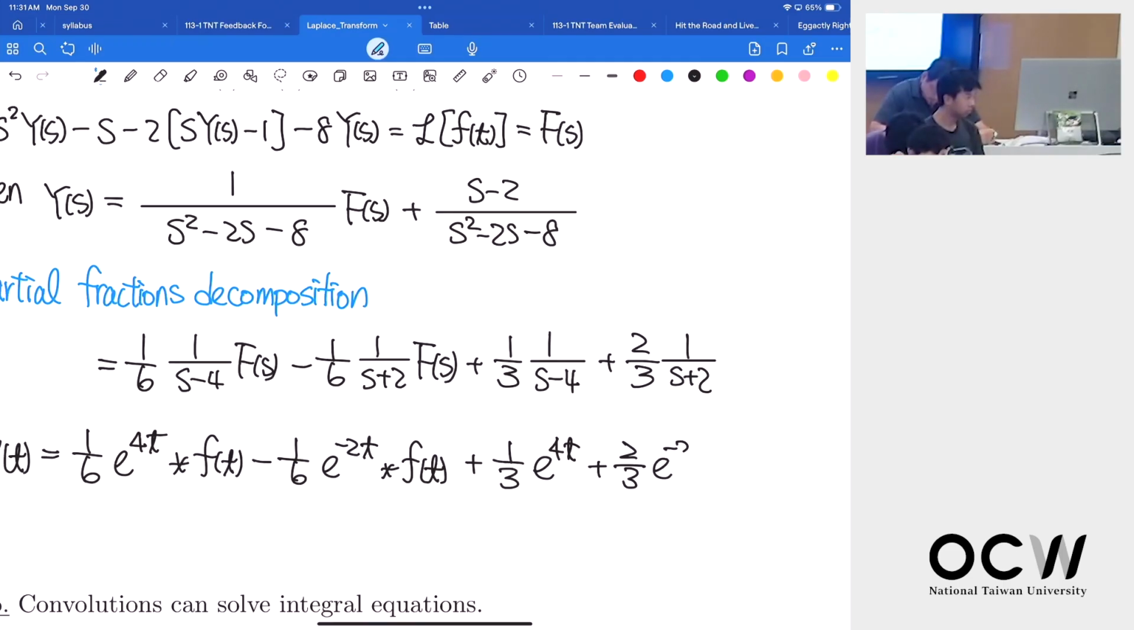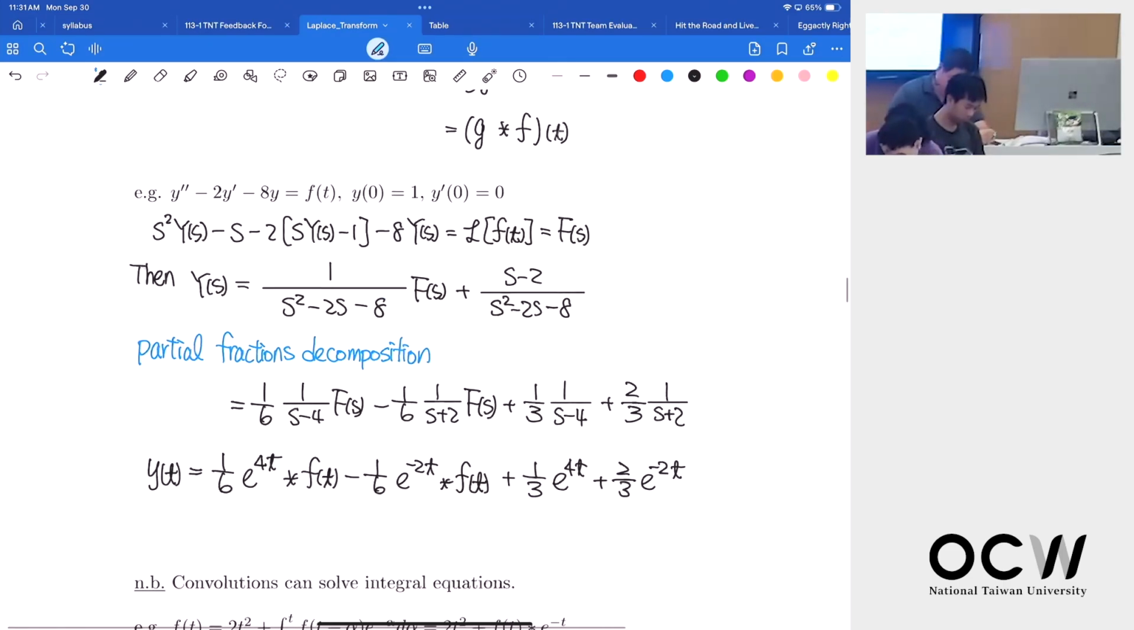Last term, e to the minus 2t. Any questions for this one?